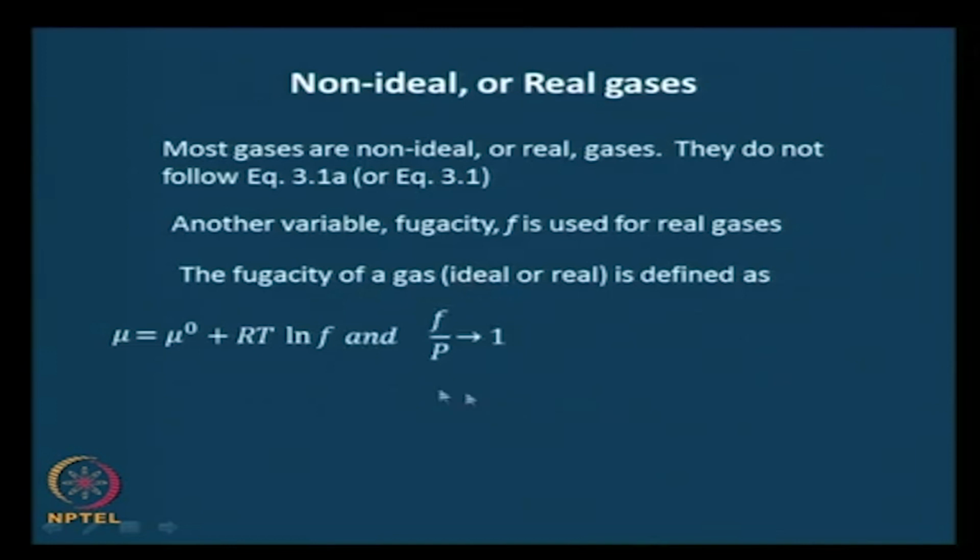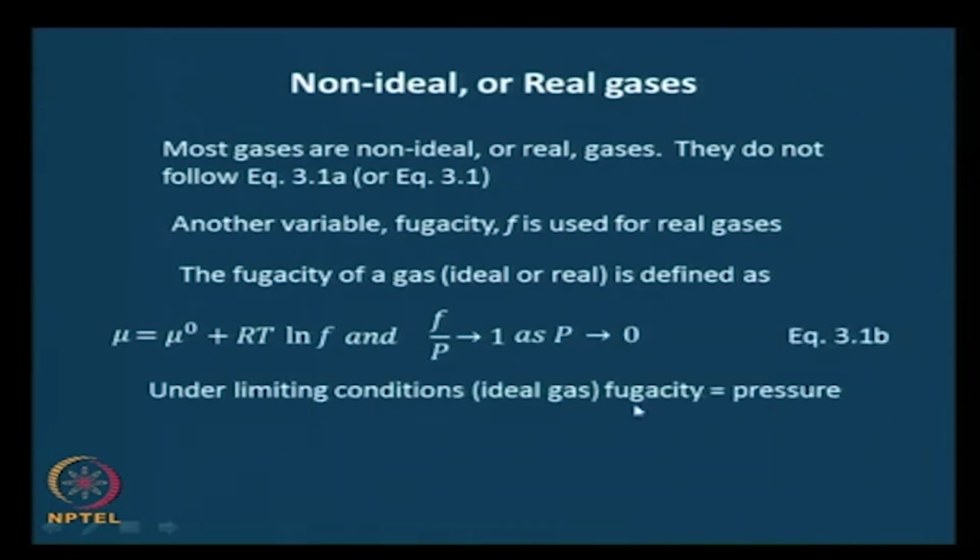That is what we said, and this is not complete without stating that F by P will tend to 1 as the pressure goes to 0. And therefore, it is quite easy to see under limiting conditions when F by P goes to 1, the fugacity is actually equal to the pressure. So, it is fine for ideal gases also. F by P we defined as something called a fugacity coefficient, which is unique to a particular pure substance.